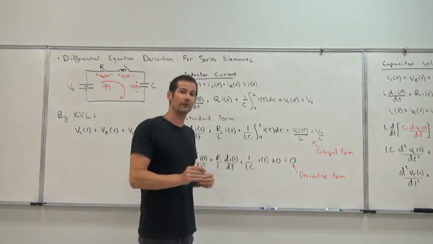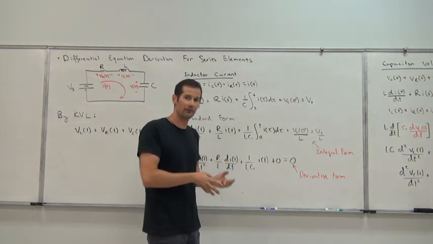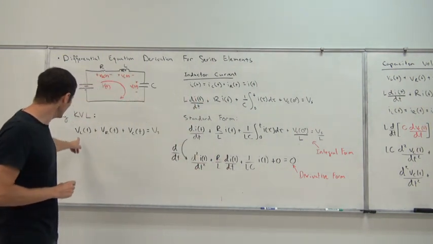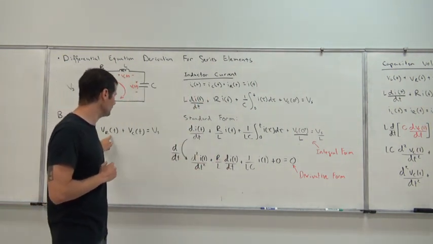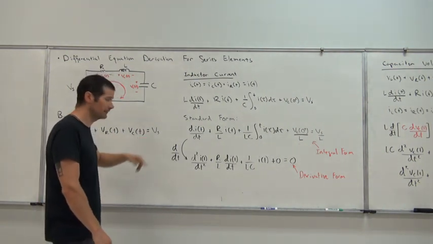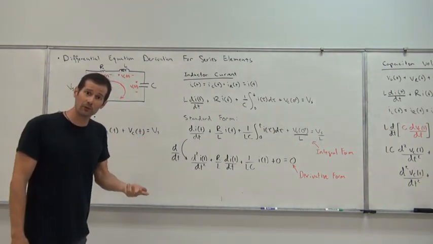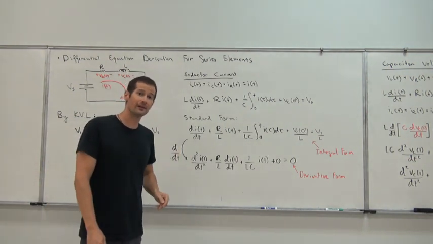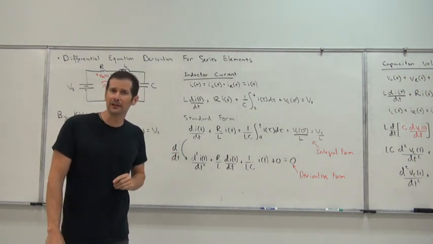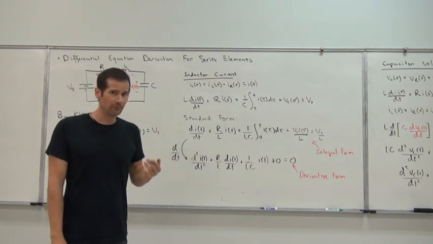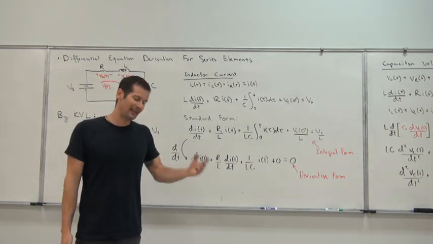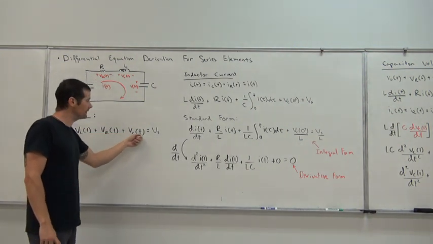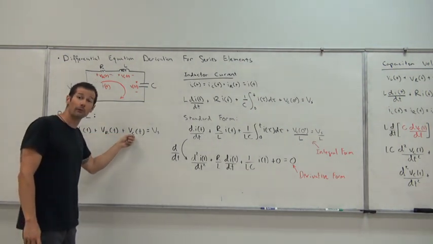What can we do, though, if we have to find the voltage across the capacitor? Here's the problem. We have VL of t plus VR of t plus VC of t equal to Vs. That's one equation, 3 unknowns. And if we have 3 unknowns, we may have to manipulate the equation a little bit in order to get everything in terms of VC of t. Our variable for VC of t we already have. This is what we want.